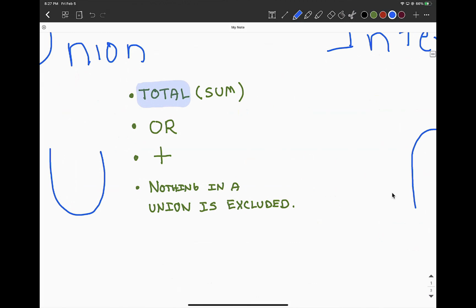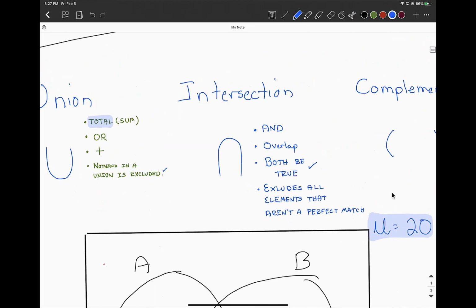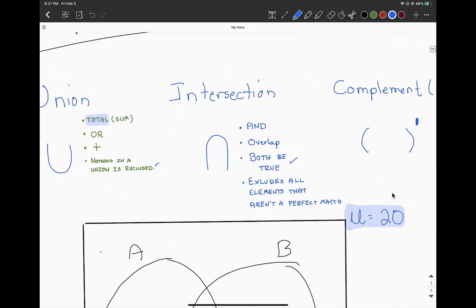In a union, any one thing can happen and you're in. Any one thing can be true. You can fail 10 times, but as long as you get one thing right, you're part of the union. But in an intersection, you've got to be all perfect. It's got to be in a very, very overlapped position.